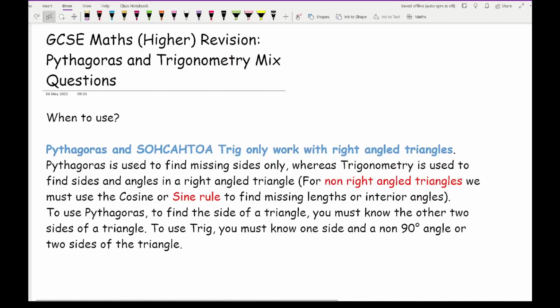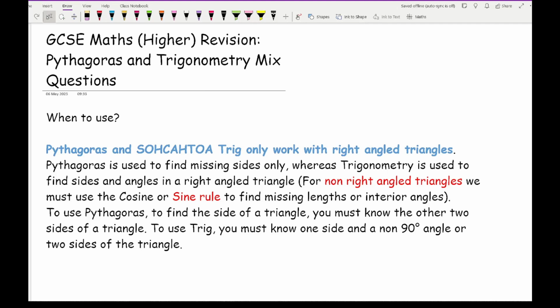Now before we get started working through some questions, let's just have a quick recap on Pythagoras and trigonometry. Pythagoras and SOHCAHTOA trig only work with right angle triangles. Pythagoras is used generally to find missing sides only, whereas trigonometry is used to find not only sides but angles inside that right angle triangle. Now for non-right angle triangles we must use either the cosine rule or the sine rule to find the missing lengths or interior angles, which again is covered in another video.